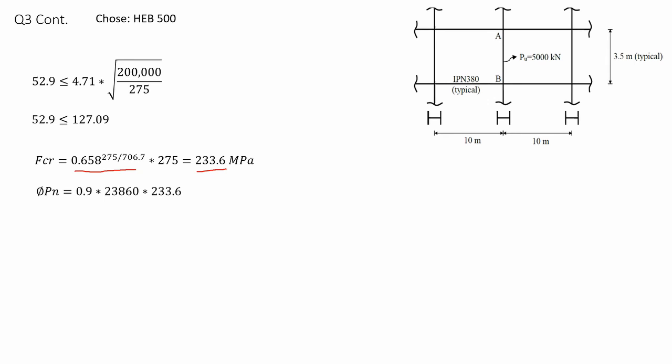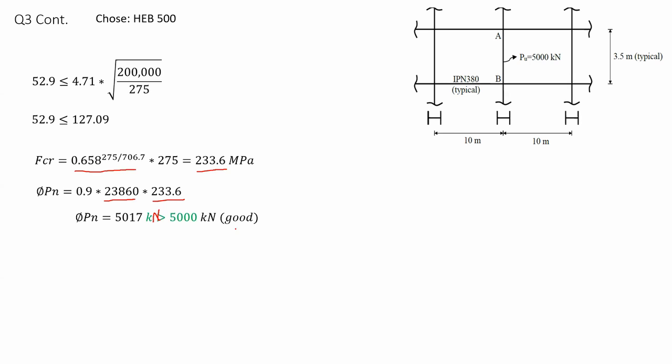Now continue one more step. Find the capacity by multiplying 0.9 by the gross area for HEB 500 and FCR. You would get your capacity equal to 5,017 kilonewtons, which is bigger than 5,000 kilonewtons. This is something good. So you can stop right here.